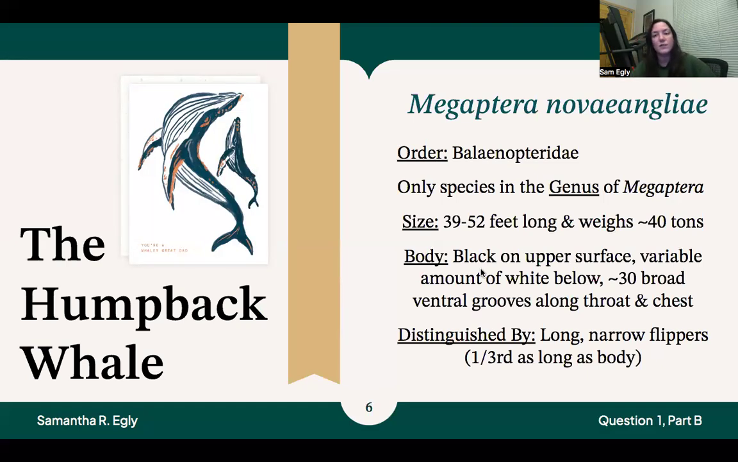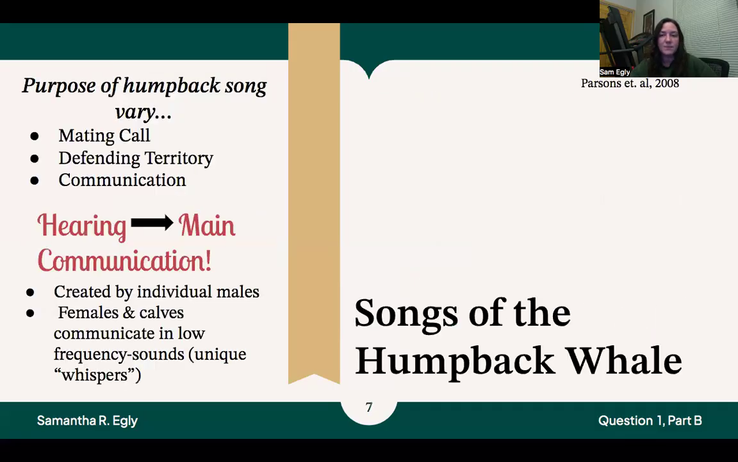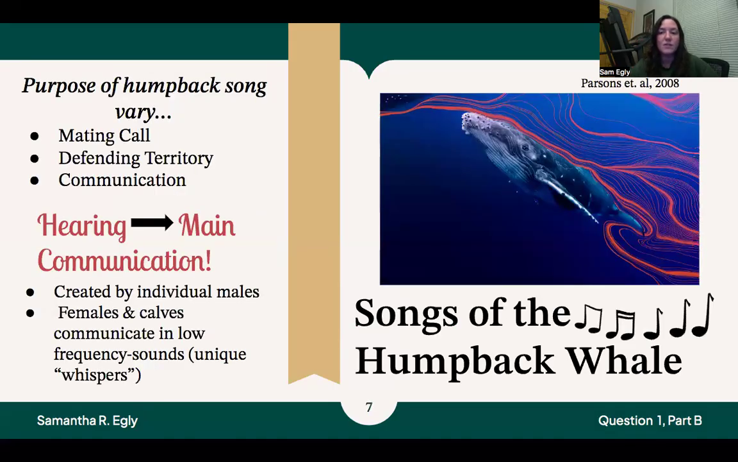They are very large, 40 tons. They have a very distinguishable look to them. Their variable amount of white below, the ventral grooves along the throat and chest, and their long fins, about a third as long as their body. So the unique ability of humpbacks is the ability to sing their songs. So the purpose of these songs is actually not known, but there could be a variety of different reasons for it. So it could be a mating call, containing information about the breeding intentions of a caller, a way of defending the area, so a territorial, or it could be a combination of all these things. So just also coordinating cooperation between males.